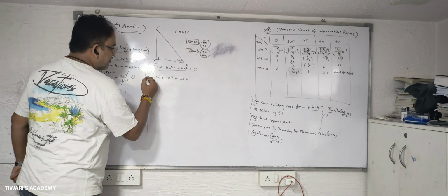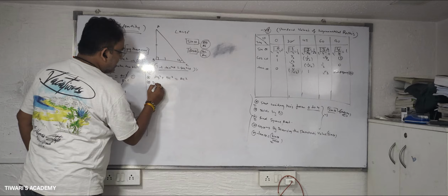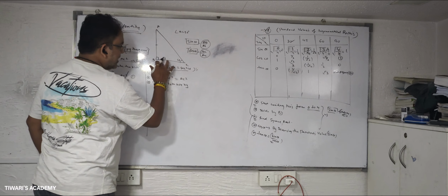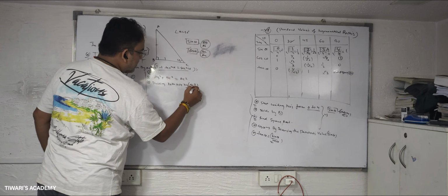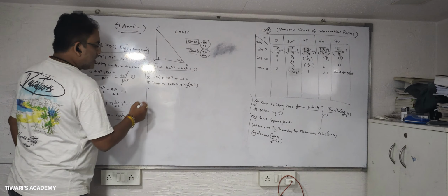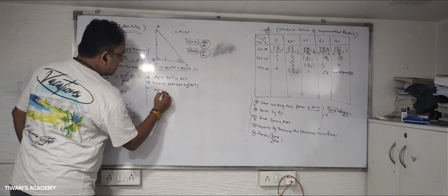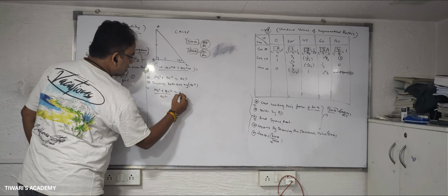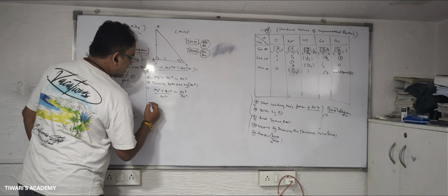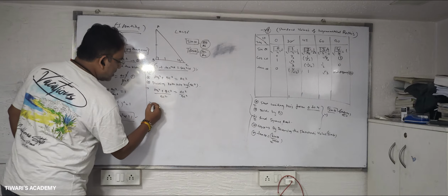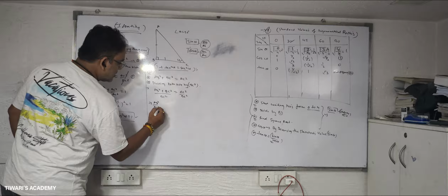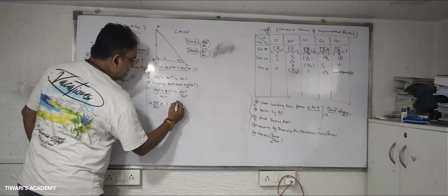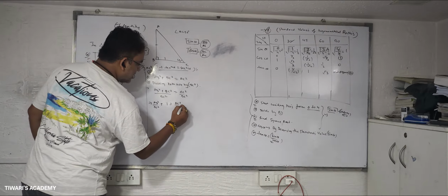So now, dividing both the sides by BC square. So now what will I get? I'll get AB square plus BC square the whole upon BC square is equal to AC square upon BC square. Now I'll take them individually. So AB square upon BC square plus BC square upon BC square, which will become 1, is equal to AC square upon BC square.